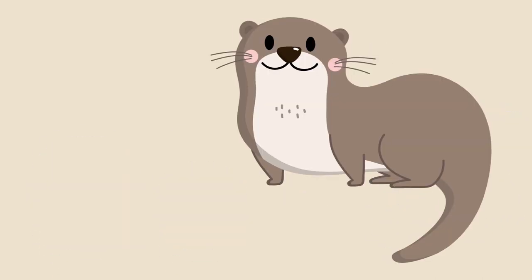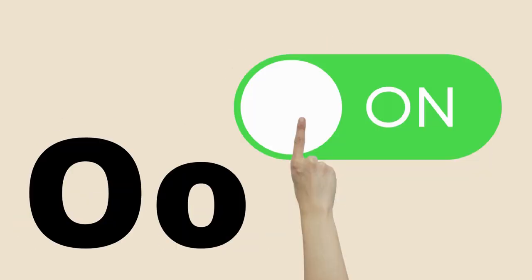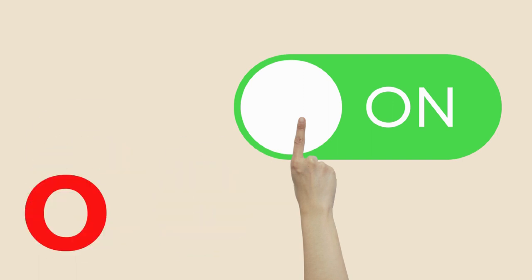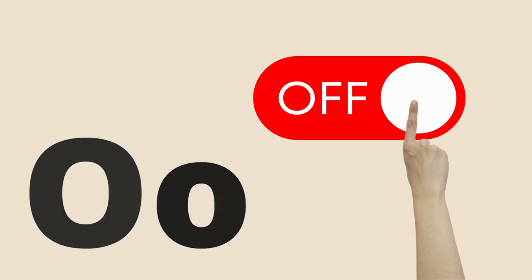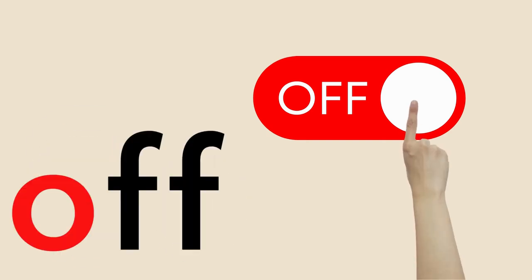O is for onion. O is for on. O is for off.